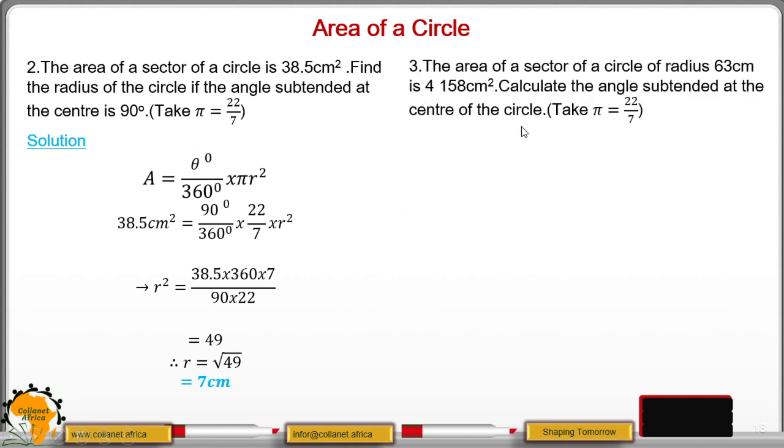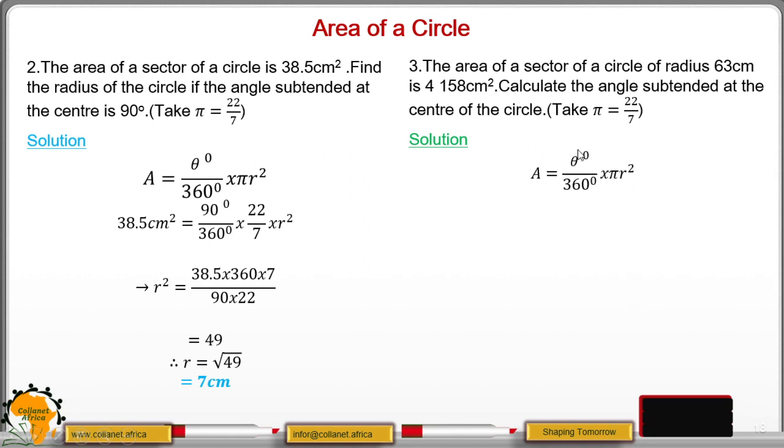Then another example. The area of a sector of a circle of radius 63 is this one, 4,158 square centimeter. Calculate the angle subtended at the center of the circle. And this one you're also told to take pi as 22/7. So we proceed as follows.